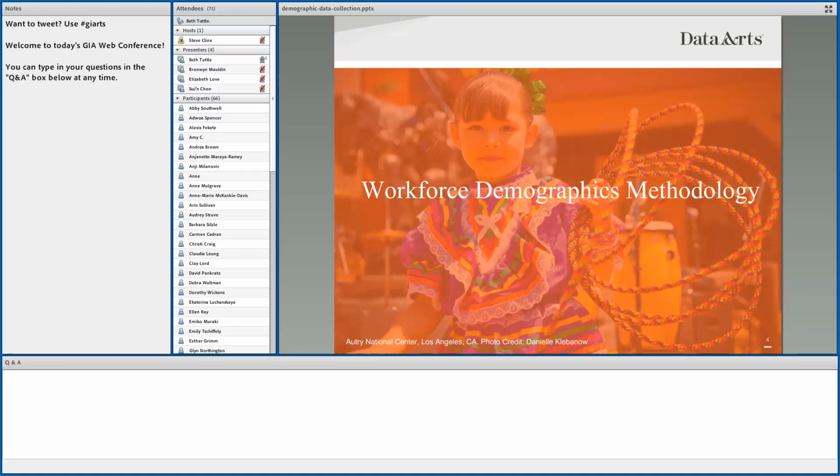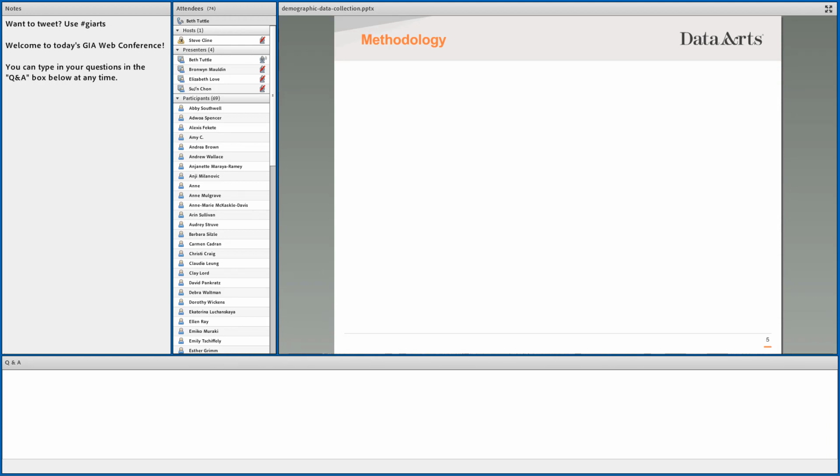I want to start by briefly explaining the individual demographic survey methodology that we use to learn about workforce characteristics, which is what we have been implementing for both LA County Arts Council and what we will soon be implementing for the Houston Endowment. So I'm just going to walk you through for a moment how the system works.